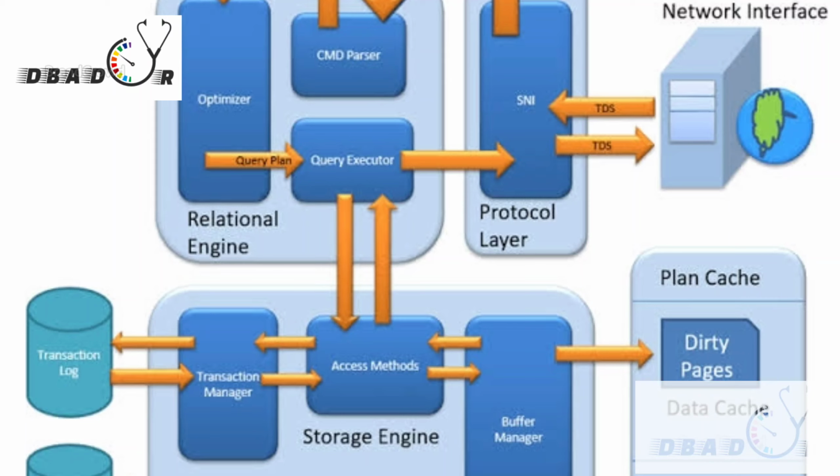Later, let's say the query is not present in plan cache, then again it will move with access method, and it will go to query executor. Query executor will create different execution plans based on CPU and IO. It will select the best execution plan, and that execution plan will send it again to access method.